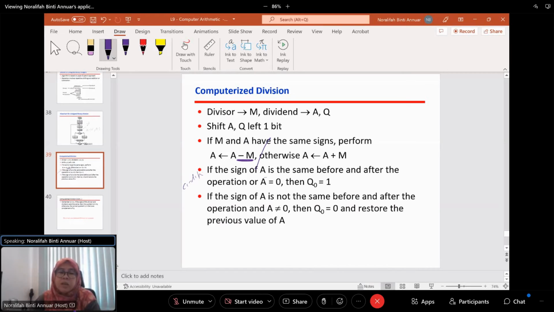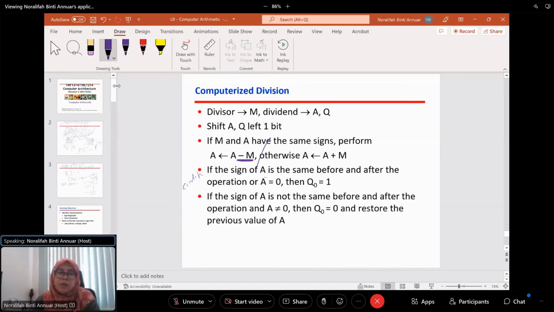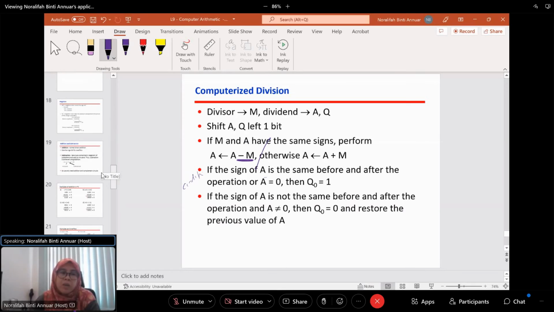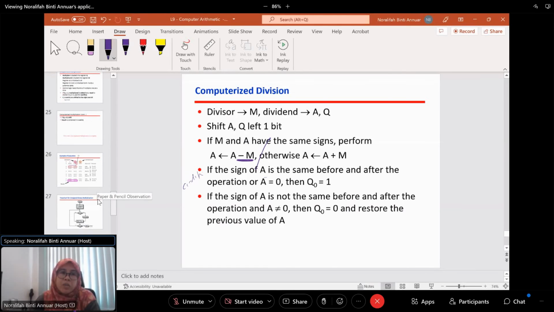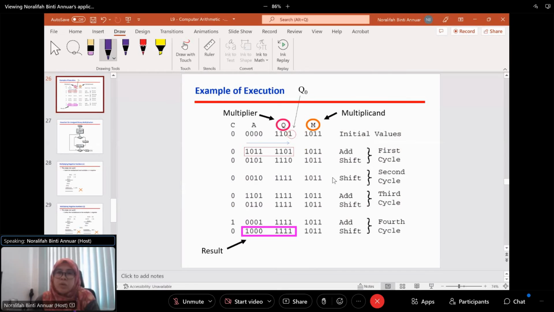Boleh faham kan? Senang kan? Walaupun senang, dia senang lupa. Percayalah cakap saya. What you need to do is, after this, you kena buat latihan ni balik. You buat balik benda ni. Kan? You buat balik benda ni. You don't refer to this slide.